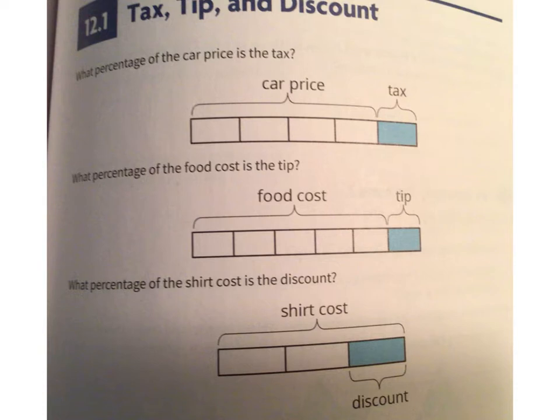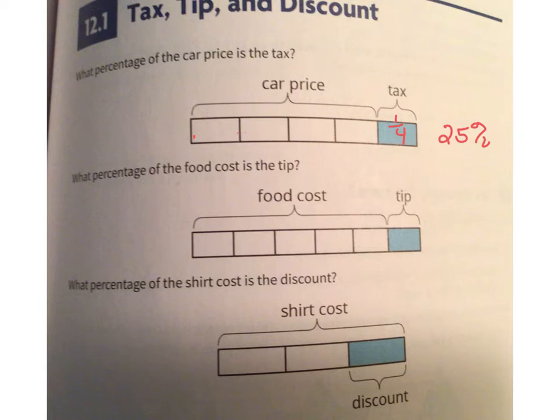So on page 91, we have this kind of warm-up question, and it says, what percentage of the car price is the tax? So we can see that the car price here is divided. They've divided it into 1, 2, 3, 4 equal sections, and that extra section at the end, that's the tax, is added on. Well, if it's divided into 4 equal sections, that's 1/4. The tax is 1/4 of the part. That means it's an extra 1/4. And what percent is 1/4? Well, that's 25%.